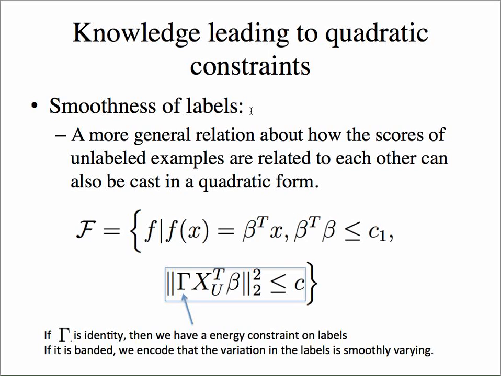The third scenario where we may want to encode knowledge which leads to quadratic constraints is a setting where the scores of the unlabeled examples are related to each other in the following manner. First let me explain the constraint. The constraint is a 2 norm square constraint on the scores of the unlabeled examples. The scores of the unlabeled examples are given by a product which is xu transpose beta. This is an m-dimensional vector. It is getting multiplied with a matrix tau, and its 2 norm square is upper bounded by a constant. If the matrix tau is identity, then we have an energy constraint on the labels. This is similar to Tikhonov regularization. If it is banded, then we can encode that the variation in the labels is smoothly varying.